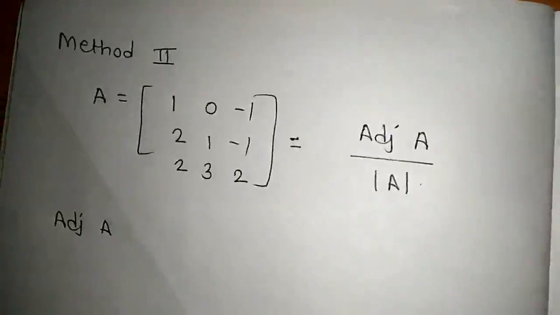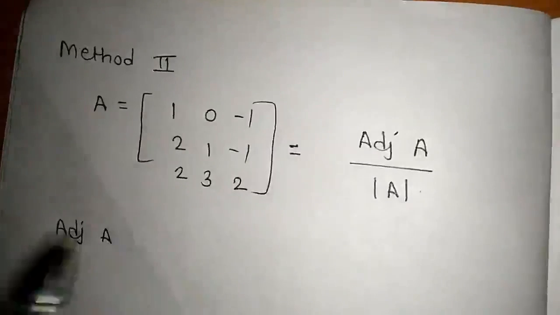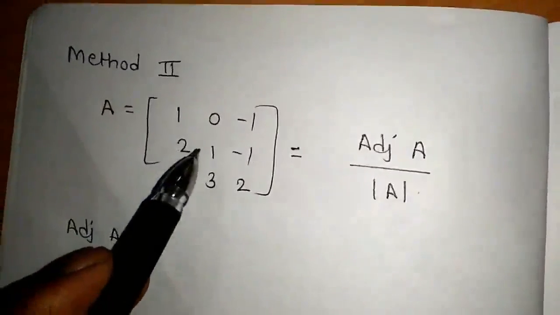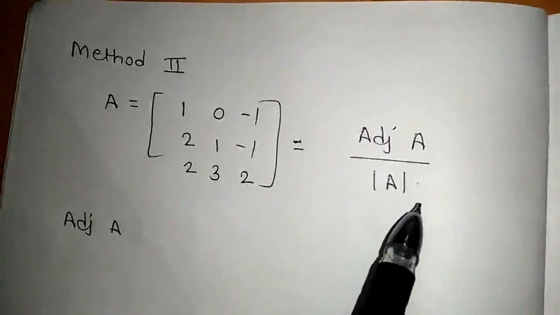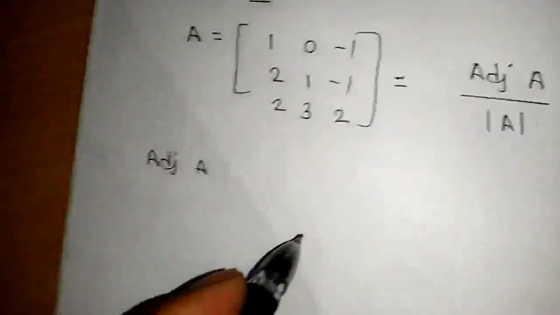The second method we will see. A, the same matrix I have taken, 1 0 minus 1, 2 1 minus 1, 2 3 2, and the determinant already we have calculated, that is 1. Now just we will find the adjoint of A with the help of second method.